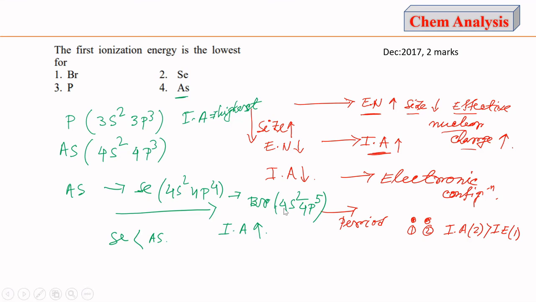And when you go from selenium to bromine, there is no such stabilizing factor, half filled or full filled. You can think of it another way: 4p4, after releasing one electron, will get the half filled 4p3 electronic configuration, but bromine will not get such an electronic configuration. So selenium can easily remove one electron from the p orbital. So we can say finally that selenium will show the lowest first ionization energy. Since here we are considering the first ionization energy, we have to consider the liberation of one electron only. That means selenium will show the lowest ionization energy among these four elements.